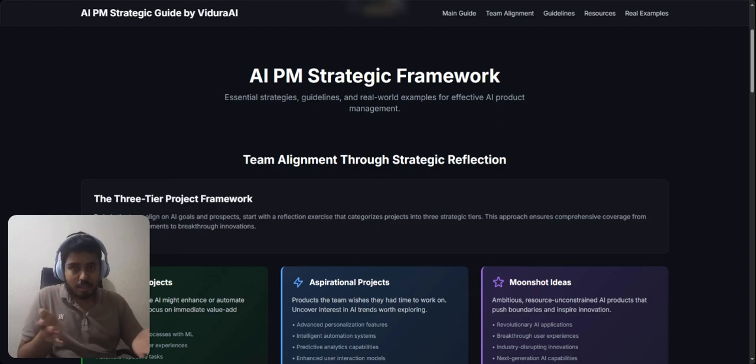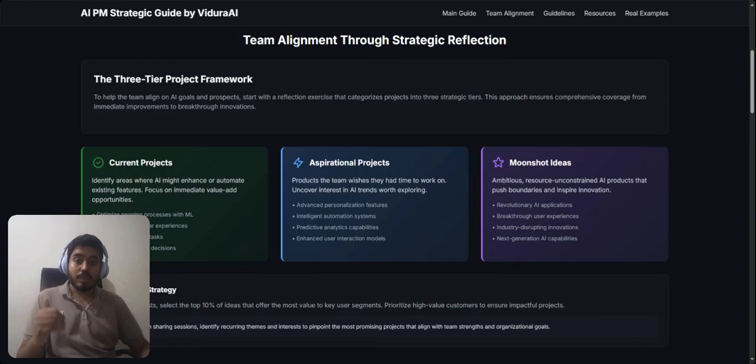that simply categorizes your current existing work into three categories. It can be a current project, it can be an aspirational project, or it can be a moonshot idea. So depending on your team vision, the work done, your project will fall into one of the three categories. So let's see what these categories are. So the current project, the first one.